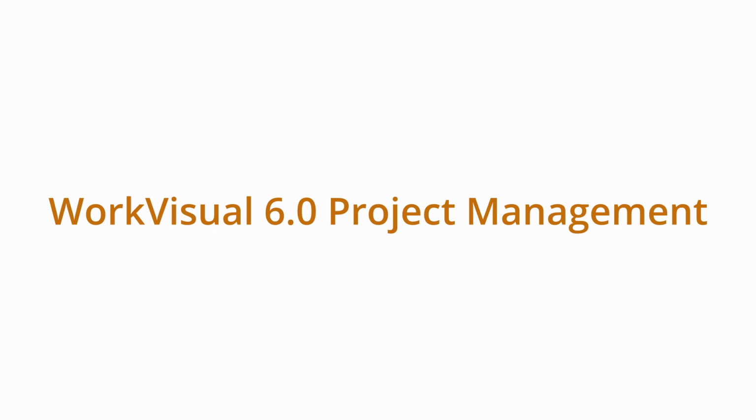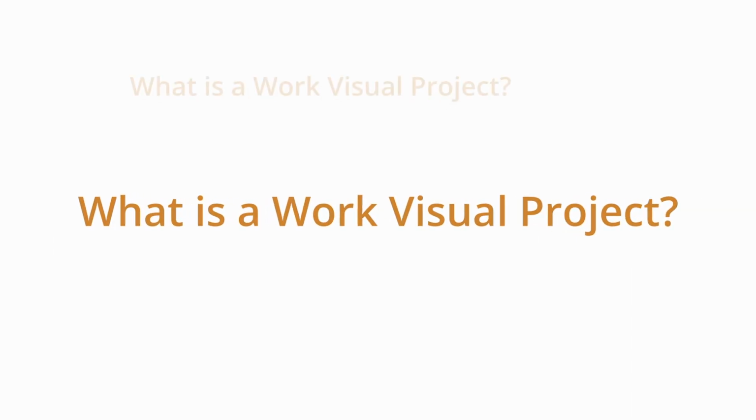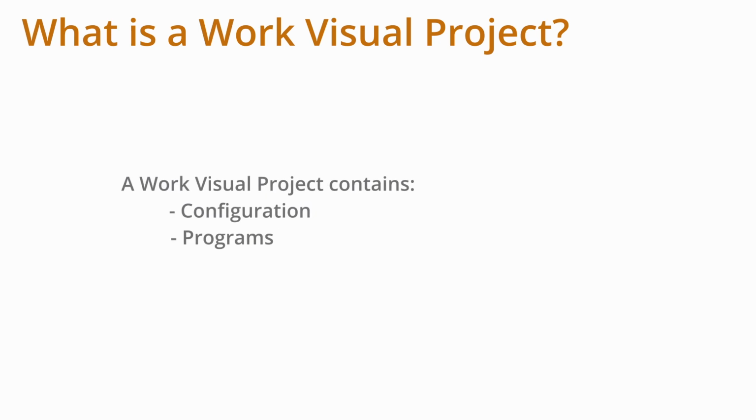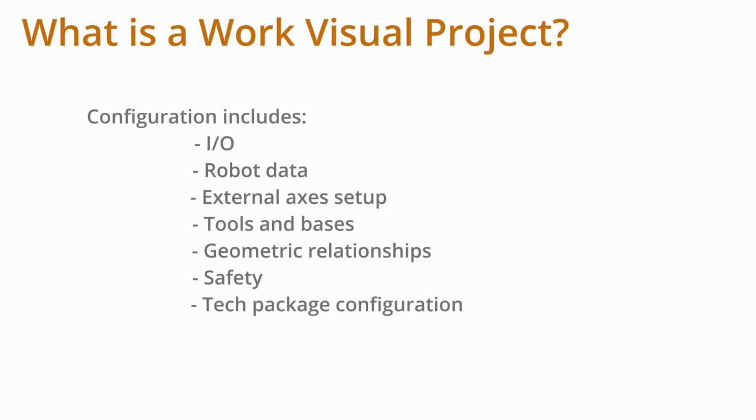In this video, we'll be walking through the WorkVisual 6.0 project management. A WorkVisual project contains configuration and programs for one or more robot controllers, typically just one. Configuration within the project can include I/O, robot data, external access setup, tools and bases, geometric relationships between machines, safety, and tech package specific configuration.